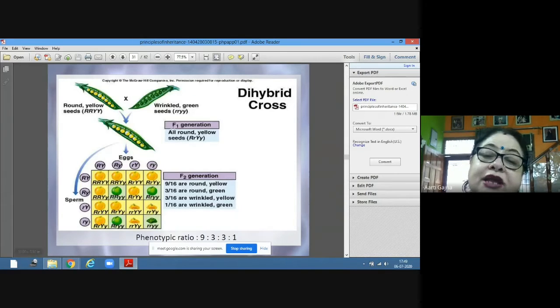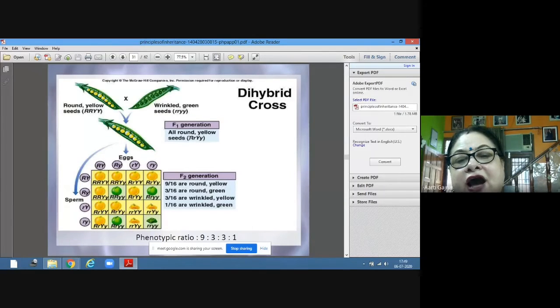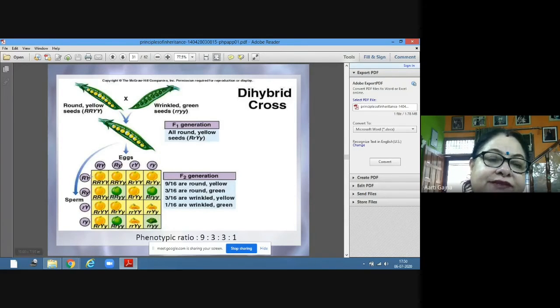Okay. Now, similarly, the male is also having the same genotype. So what would be the gametes in male? Same. This R can combine with this Y. This R can combine with small y. So, capital R, capital Y, capital R, small y. Similarly, this small r can be combined with capital Y, and this can also be combined with small y. So here also you will find these 4 gametes: capital R, capital Y, capital R, small y, small r, capital Y, small r, small y.